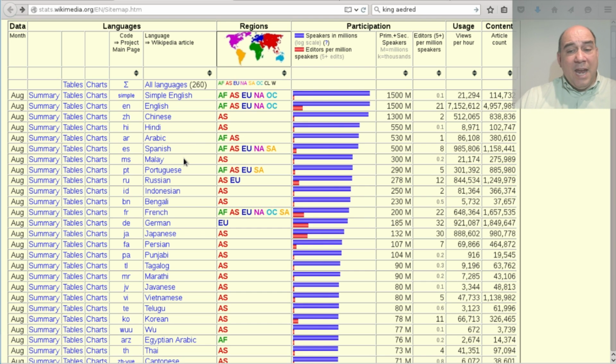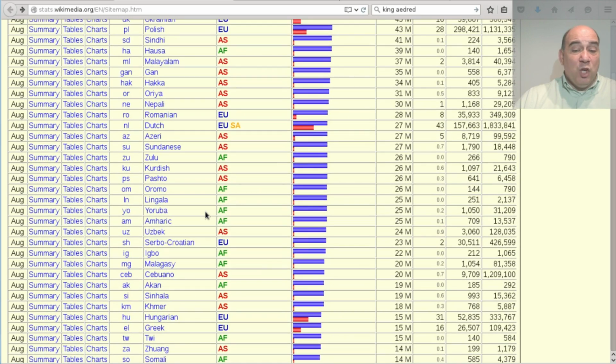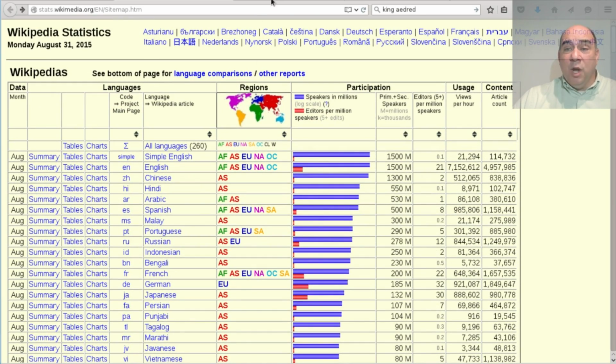You've got Malay, and I don't even know where that is, but that's Malaysian. You've got Portuguese, Russian, Indonesian. There's Bengali, which was one of the number ones that was up there, and then French. And then things drop off more precipitously. You see the top ones, though, are English and Chinese as far as using Wikipedia. That's just another way that you can go look and see which languages are the more major, which ones are being used more, and which ones are being used less. So just another place that you can go and take a peek at that.